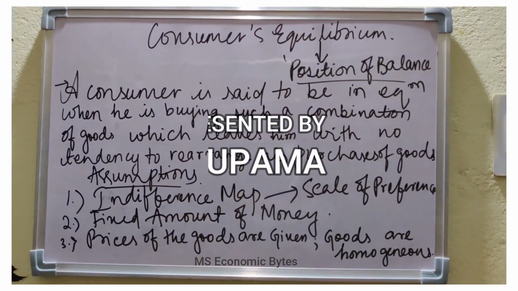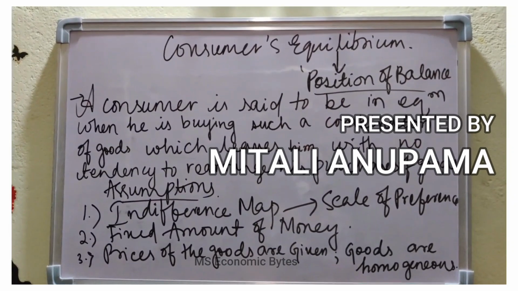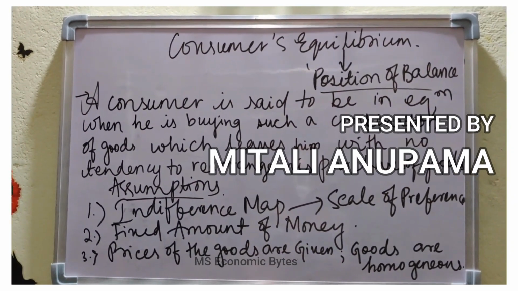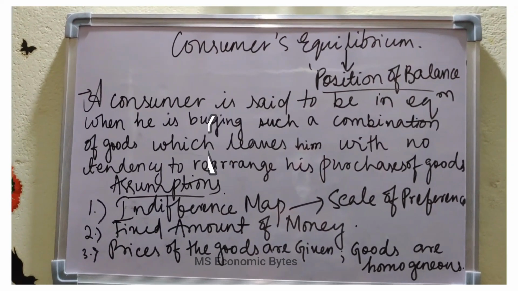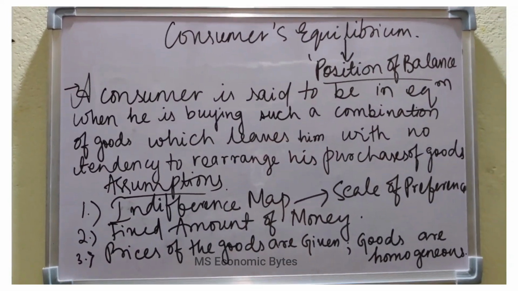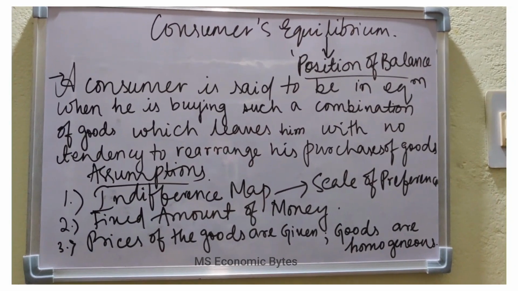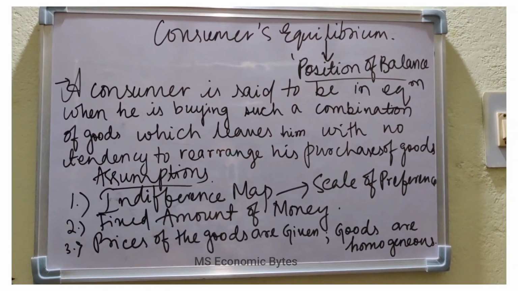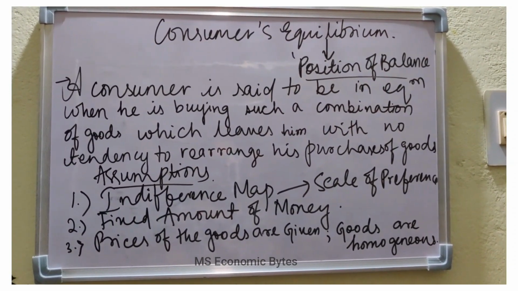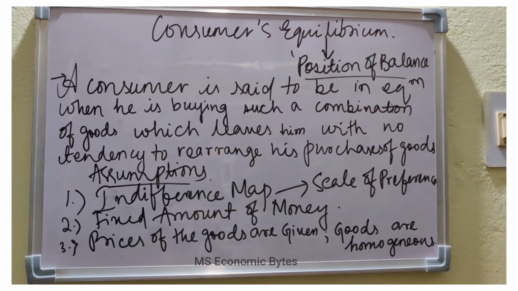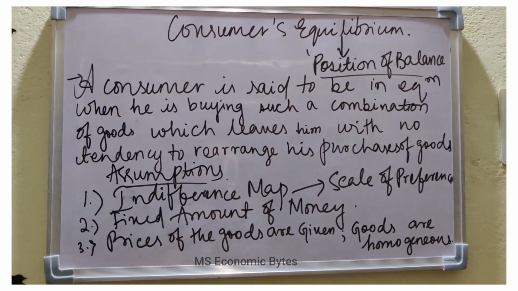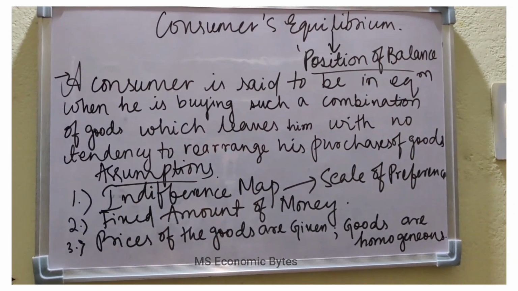I will be explaining to you about consumers' equilibrium. As we all know, equilibrium refers to a position of balance. Now, a consumer is said to be in equilibrium when he is buying such a combination of goods which leaves him with no tendency to rearrange his purchases of goods.